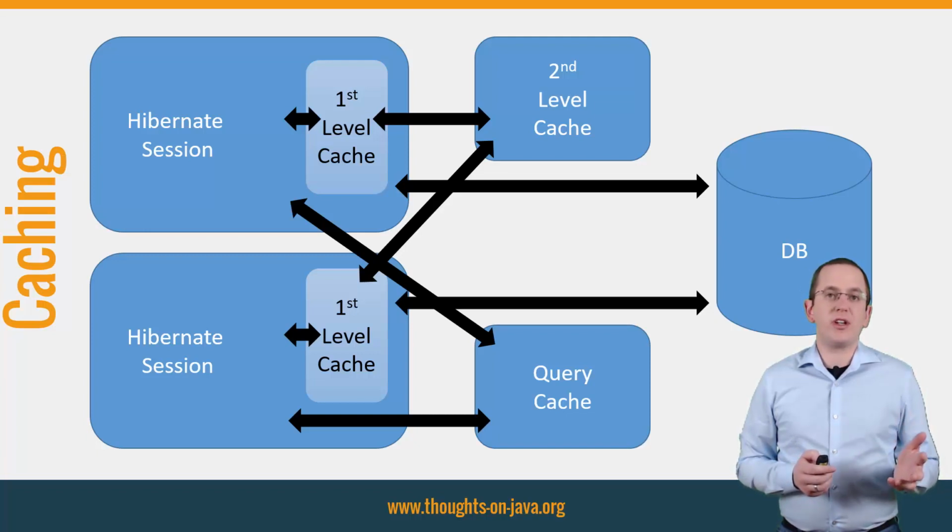The query cache is the only one which does not store entities. It caches query results and contains only entity references and scalar values. You need to activate the cache by setting the hibernate.cache.useQueryCache property in the persistence.xml file and set the cacheable property on the query.